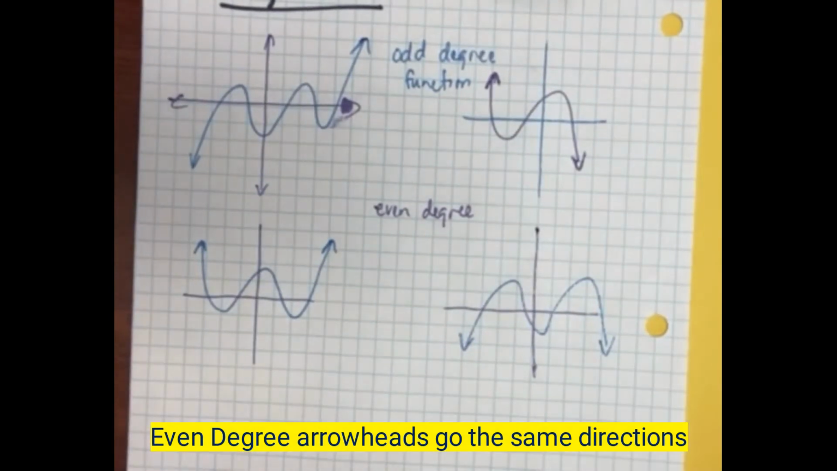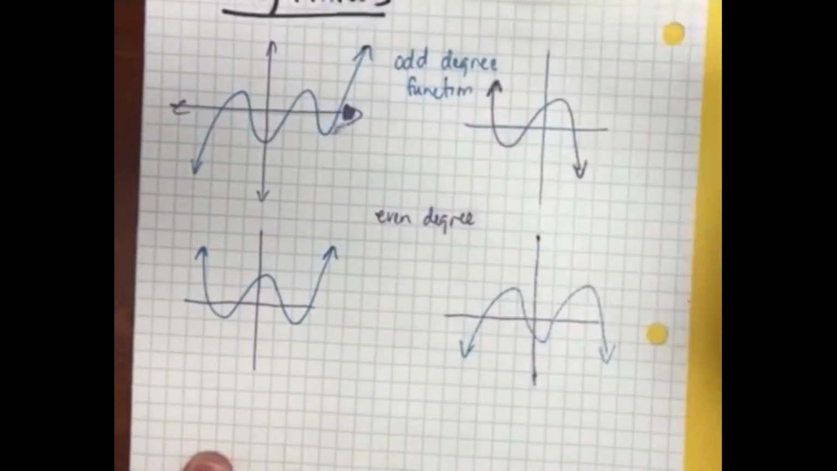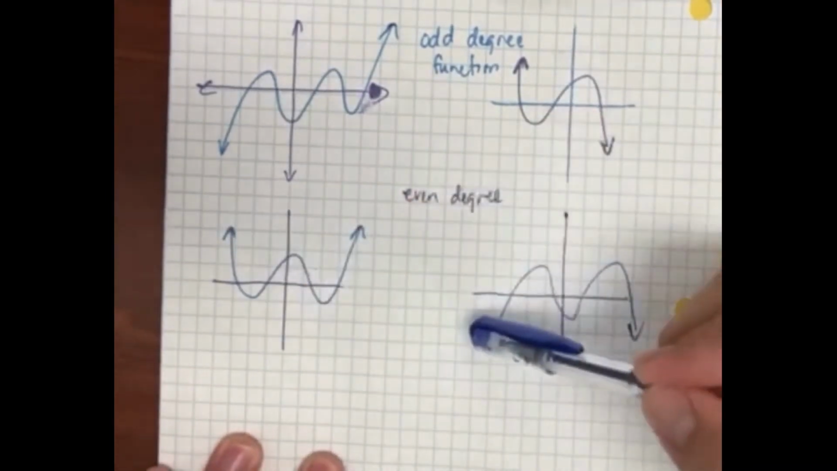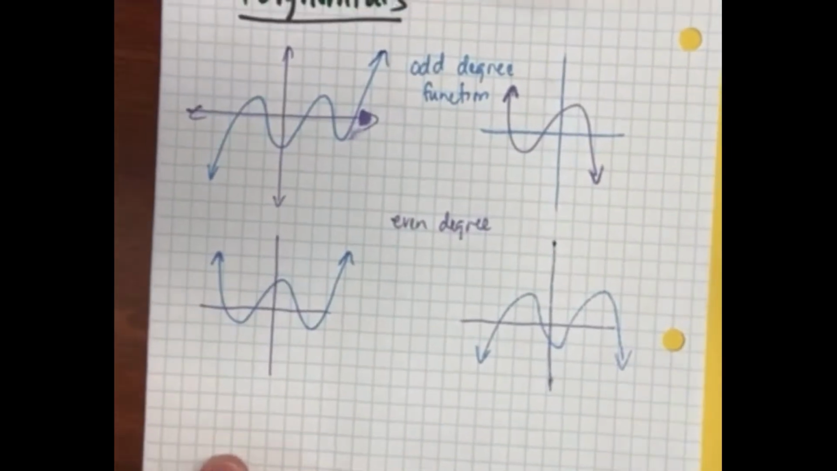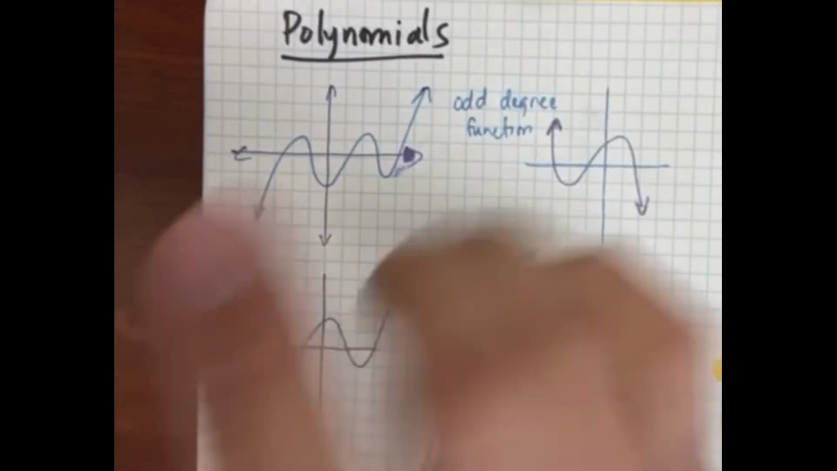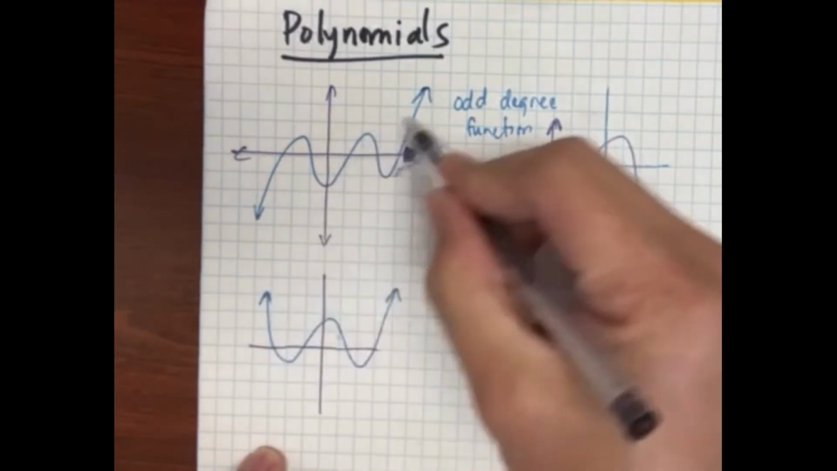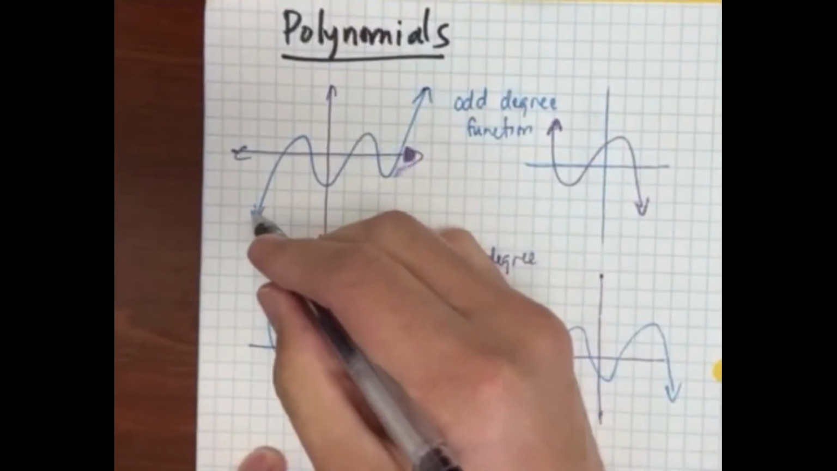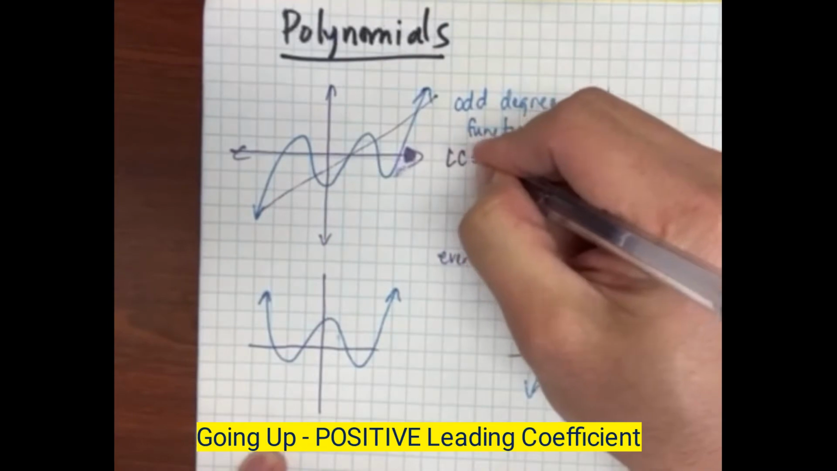So again, if you compare them, the odd degree will have split ends. One is going down, one is going up, or it can go up and down. Unlike the even degree, both arrowheads point the same direction. These are both pointing up, these are both pointing down. How do they differ? For the odd degree, the graph starts lower and ends up going right. When you read the graph, you look at it from left to right. This is going up, so I know that the leading coefficient here is positive.